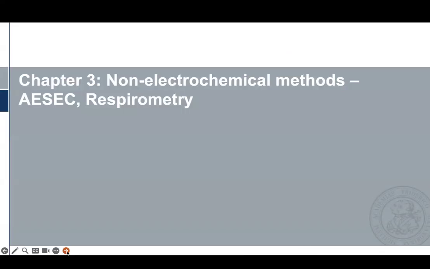The first chapter, I said, will discuss some conventional techniques like mass loss and some electrochemical methods. The second chapter will focus on surface analytical tools. And the third chapter is about a new research topic that has emerged in recent years: non-electrochemical methods that can complement the conventional electrochemical experiments, including atomic emission spectroelectrochemistry.